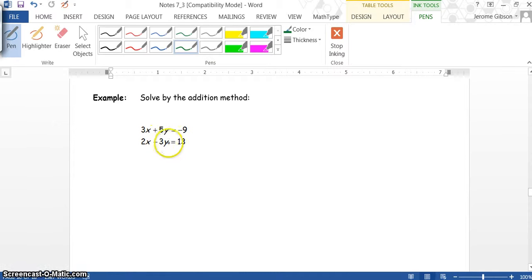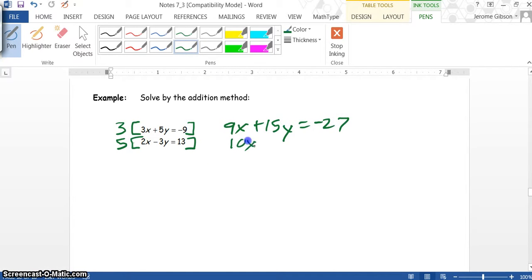Now we solve this problem here. Again, I will get rid of the y's. Common multiple of both of these will be 15. Need to multiply the top by 3 and the bottom by 5. 3 times 3 is 9x. 3 times 5y is 15y. And 3 times negative 9 is negative 27.